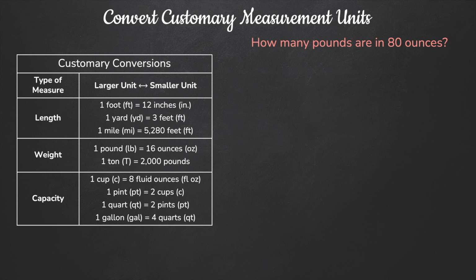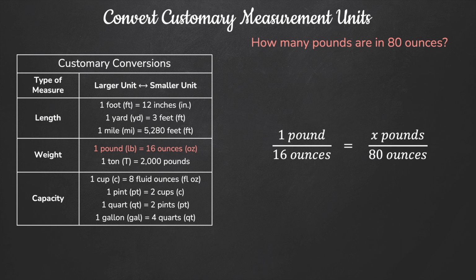All right, so our next problem says, how many pounds are in 80 ounces? So we're going to take a look at our table and we're going to look for pounds and ounces. And in our table, we know that 1 pound is equal to 16 ounces. So what we're going to do is take the information from our table and write that ratio down. So we have 1 pound over 16 ounces. That is the ratio that we got from our table.